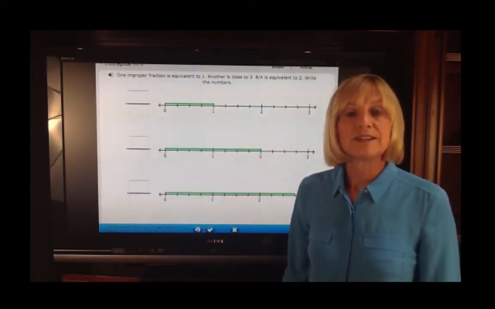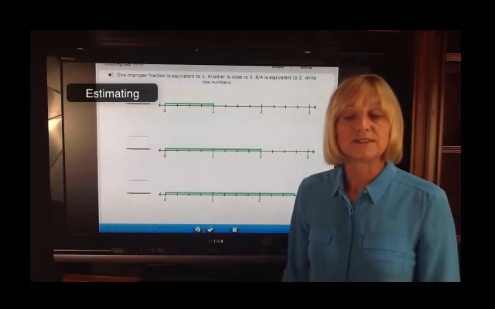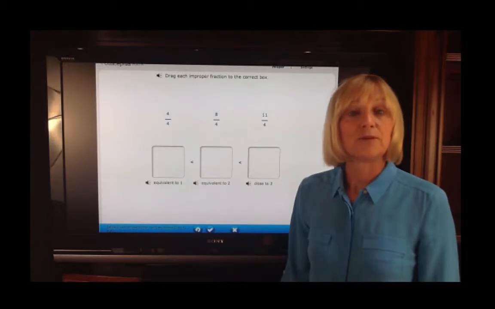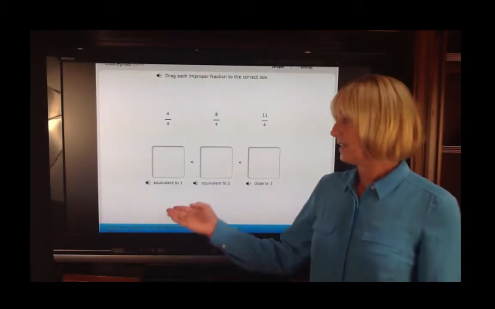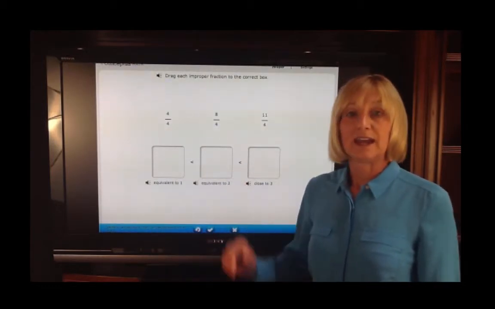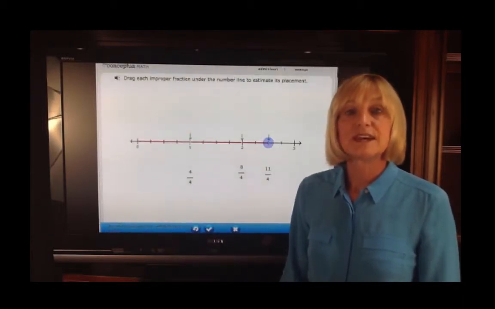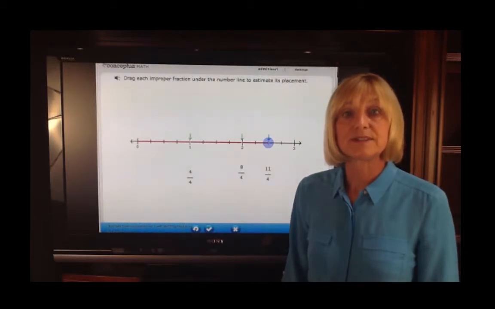Then we start moving into estimating and equivalence. Students are writing numbers that are equal to 1 whole, 2 wholes, and they're estimating if they're close to 1 whole, close to 2 wholes, or close to 3 wholes. And they do that with the compare bins. Again, we begin with labels and add symbols and eventually fade those labels. Students then place the fraction numbers and they estimate those placements on a number line.